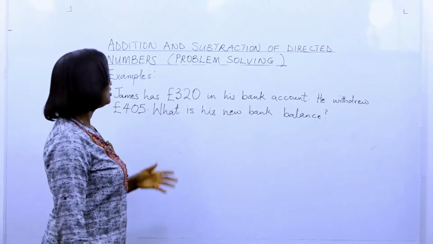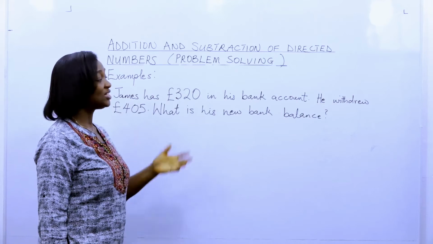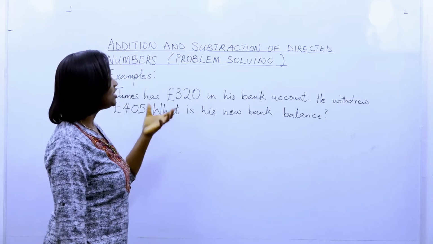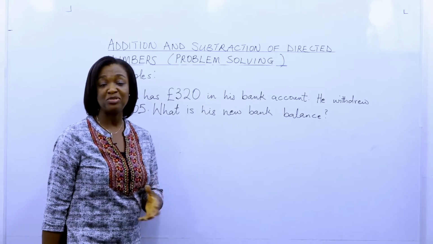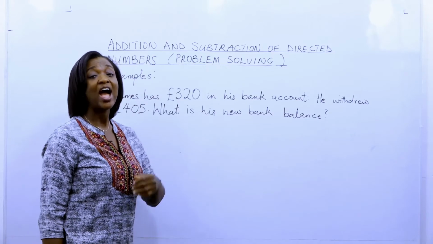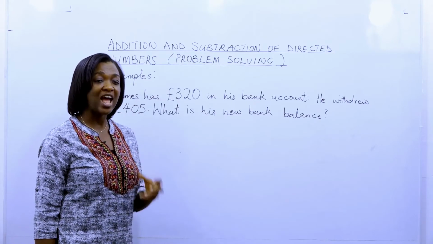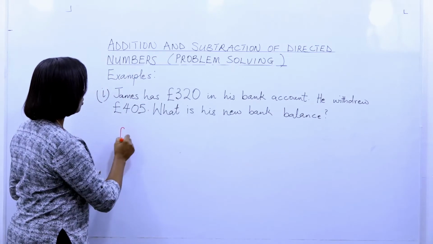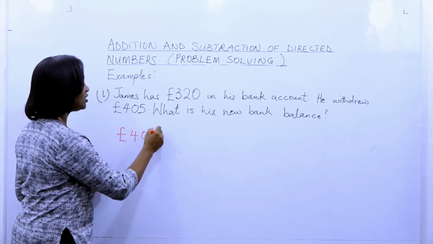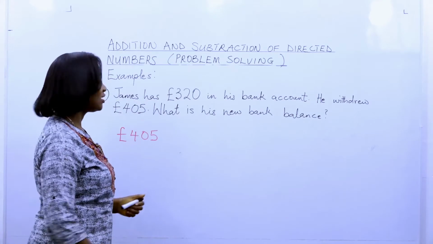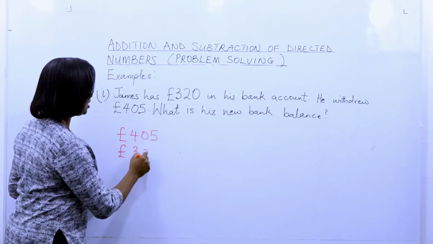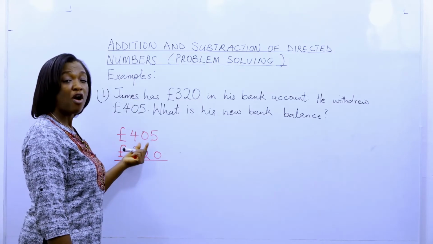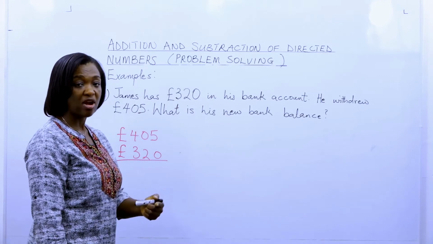Let's look at this example. James has 320 pounds in his account. He withdrew 405 pounds. What is his new bank balance? James has an arrangement with his bank. He can withdraw as much money as he needs at any time, even if he doesn't have as much in his account. So he withdrew 405 pounds, but he actually had 320. So we take away 320 from 405 to know how much extra he withdrew.